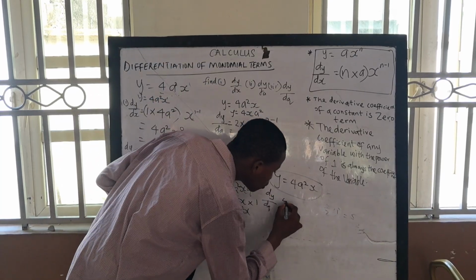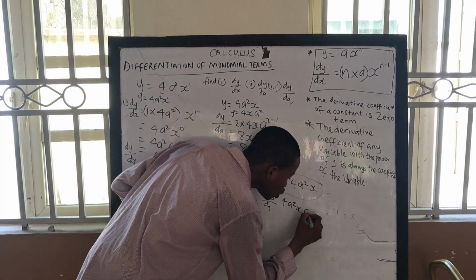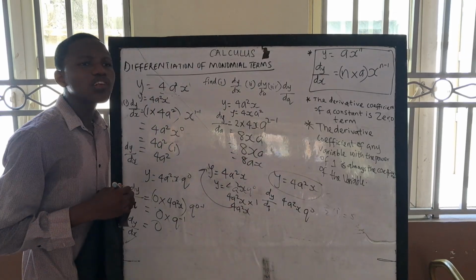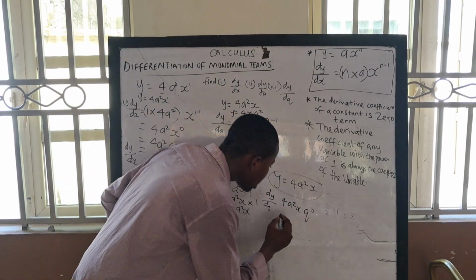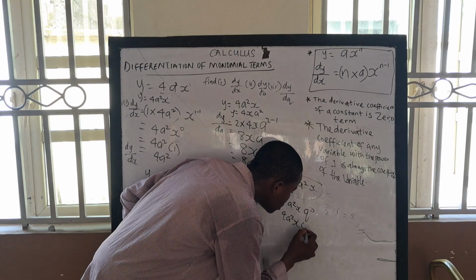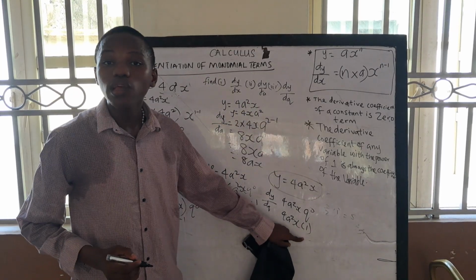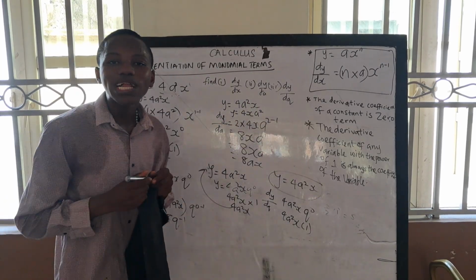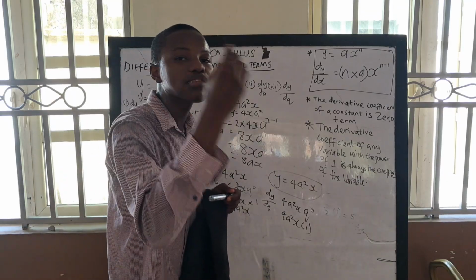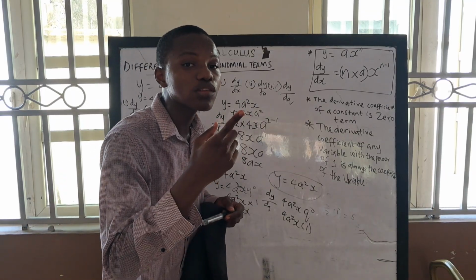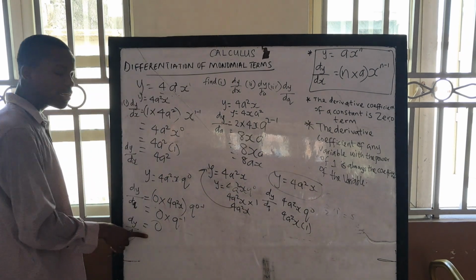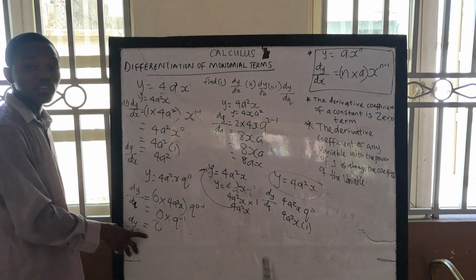That was why I included what? 4a squared x q raised power 0. Q raised power 0 is what? 1, recall. So I'm saying 4a squared x into 1. And this 1 is a what? A constant term. And I told you that anytime you're differentiating a constant term, it's always what? 0. That was why we obtained 0 at the end of our differentiation.